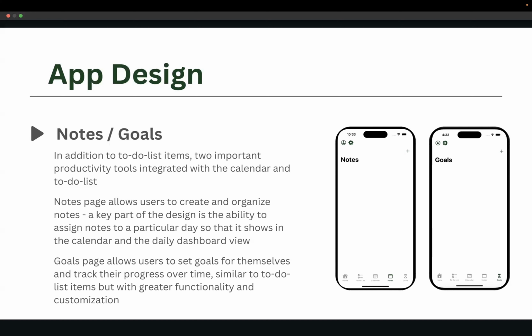The goals page similarly allows users to set goals for themselves, give them dates, give them times, and then track their progress over time. Similar to to-do list items, but with greater functionality and customization for the user.